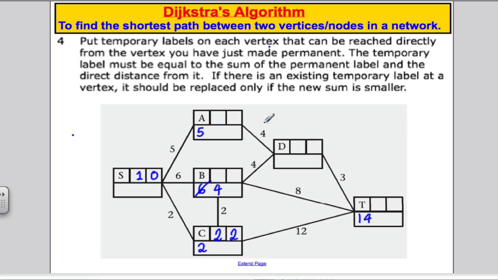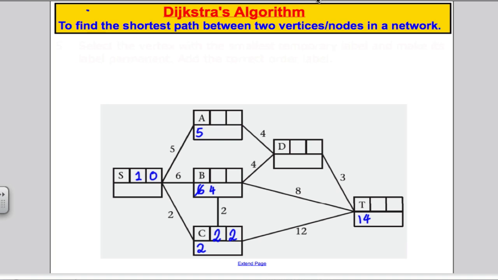Okay? Now, in this case here, if by going up here, say that distance there had been something like 6, and to get from here to here had been 8, I wouldn't have written it in. Okay, I only write it in if it's smaller than the temporary label already there, and that's what this is saying here. Okay, right. Next stage now. Let's go on to the next stage.